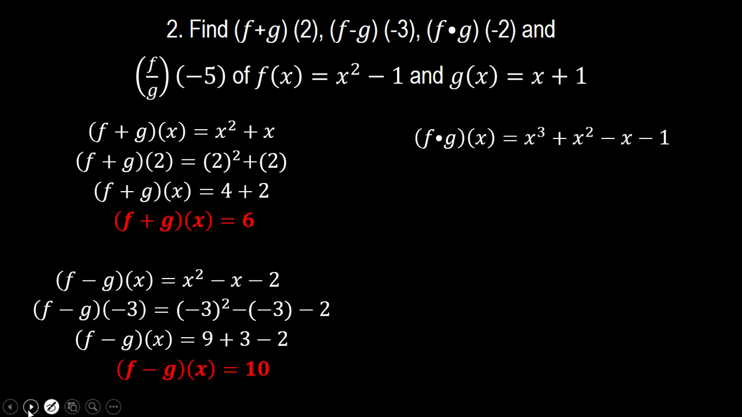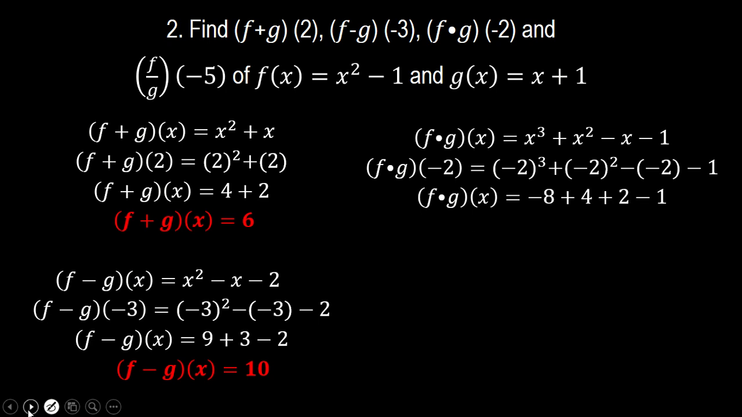And then for the product, given that we have x cubed plus x squared minus x minus 1, let's substitute negative 2. We'll have negative 2 cubed plus negative 2 squared minus the quantity of negative 2 minus 1. If we simplify that, we'll have negative 8 plus 4 plus 2 minus 1, and the answer here is negative 3. So the product of the functions f and g of negative 2 is negative 3.